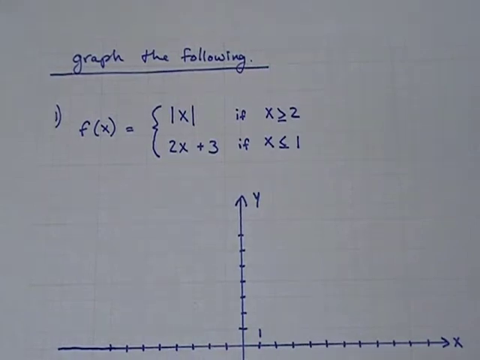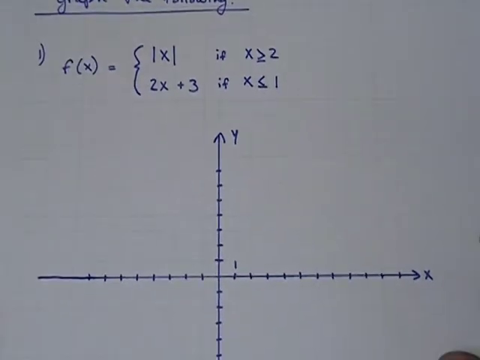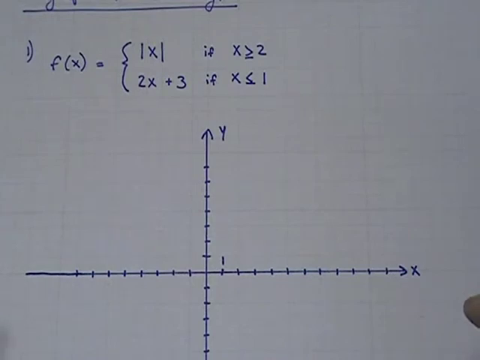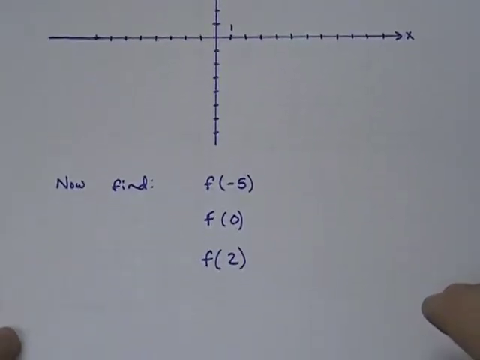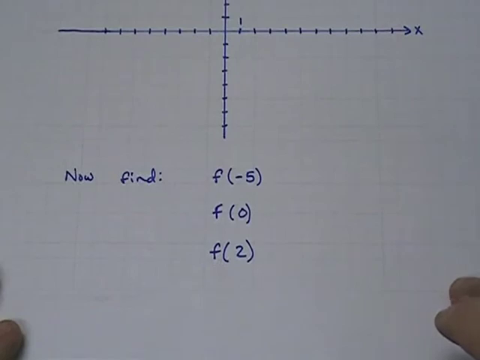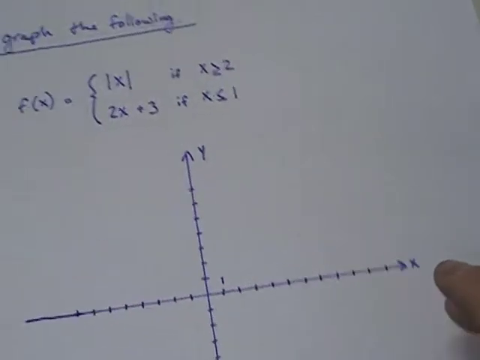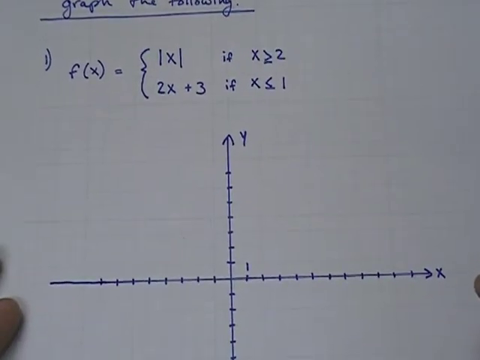So we're asked to graph the following functions: absolute value of x given that domain and 2x plus 3 given that domain. And we're asked to find these three function values: f of -5, f of 0, and f of 2. So I'm going to graph these and see what we come up with.